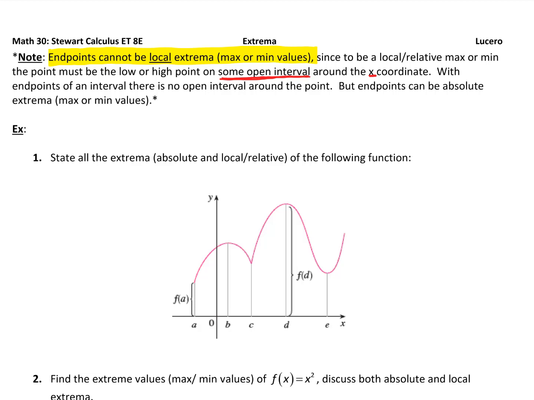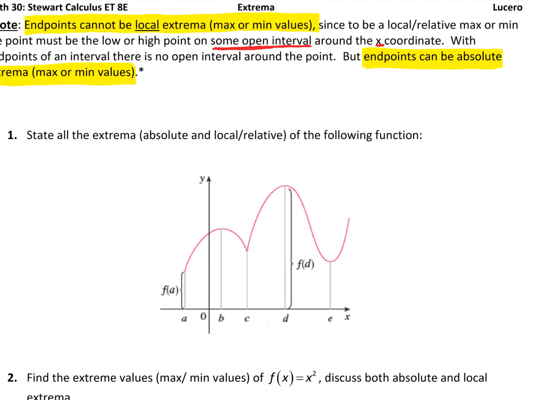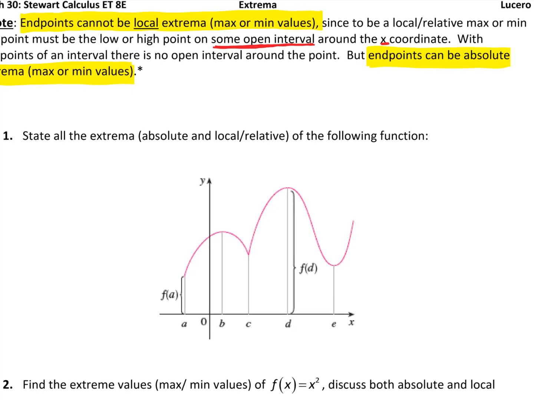Endpoints, on the other hand, can be absolute. So endpoints can be absolute extreme values, maxes or minimums. So keep that in mind and make a note of that, and we'll use that as we go through. So now I just projected this graph on the board just to start with a visual. Grab this little image, and we can look at this image and say, okay, let's find all of the absolute and local max and min values. So let's list them all out.